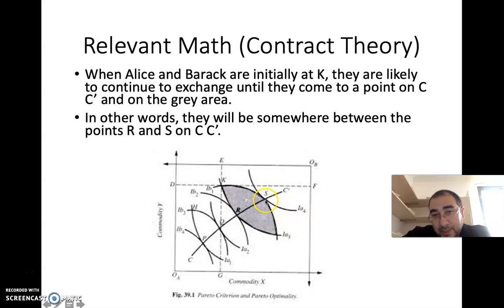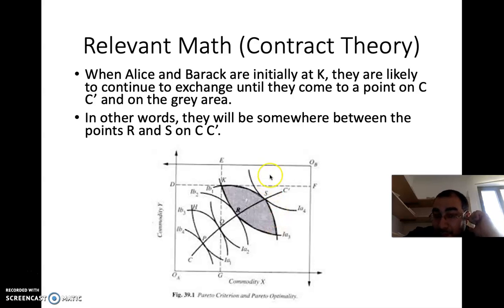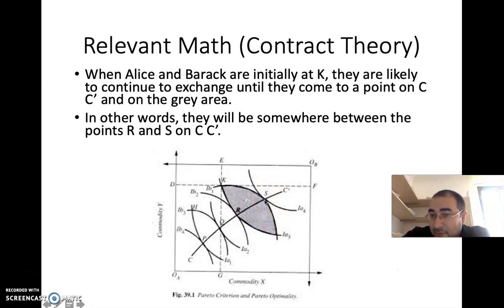Look at the point S. At S, wherever you move, if you move to the right or left, you get below the indifference curve of Alice and above the indifference curve of Barak. So both are worse off. If you make sure that you move above or to the right side of the Alice indifference curve, then you definitely are above and on the right side of Barak's curve, which means Barak is worse off.